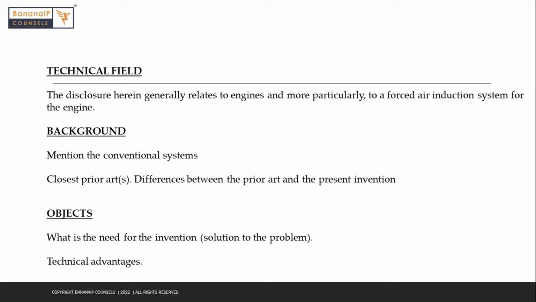Next is the objects. Object is related to the solution to the problem, that is a necessity for the invention. Here we can mention the principal object first, then the secondary objectives can be listed down later. Here we can also include the technical advantages.